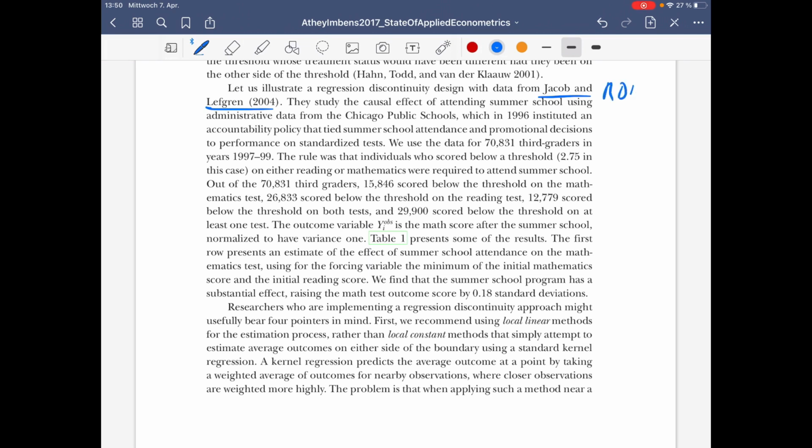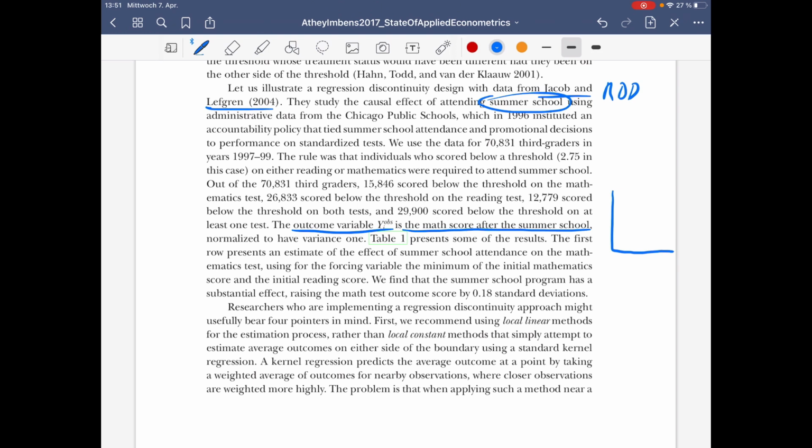Well, an illustrative example of an RDD approach is the Jacob-Lefgren 2004 paper, where the treatment is a summer school, and they have rich data using an administrative data set from Chicago public schools, and they measured the outcome with respect to the math score after the summer school.